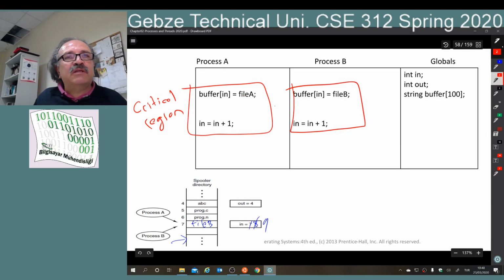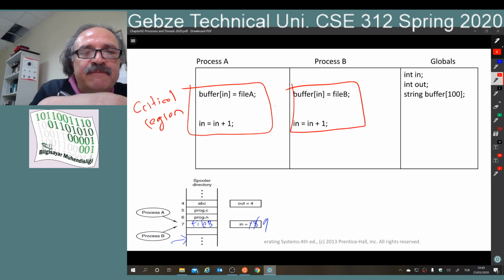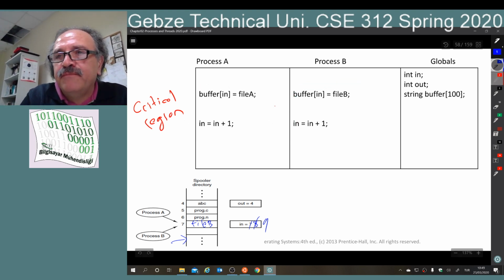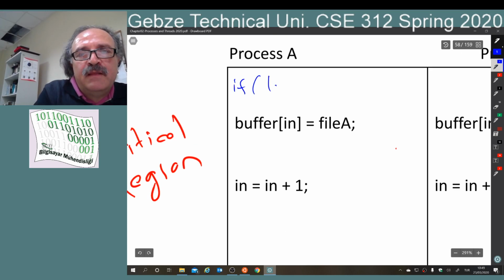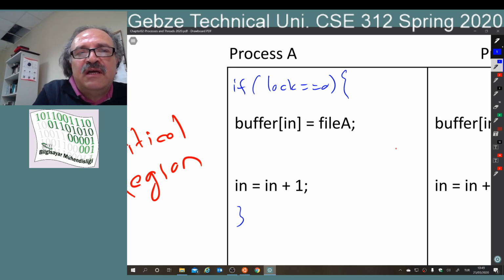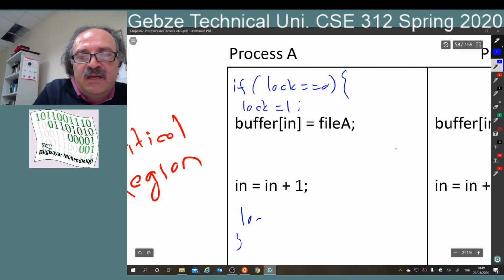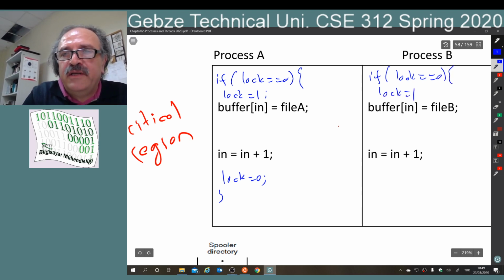Last time we talked about this, and I think I gave this example, and I said let's implement the critical region like this. Let's make a global variable, integer lock, and its value is 0. If lock is 0, then I would enter this critical region. As soon as I enter the critical region, I make lock 1. And when I leave the critical region, I make lock 0. And I do exactly the same thing here. If lock is 0, then I make lock 1, and before I leave the critical region, I make lock 0.